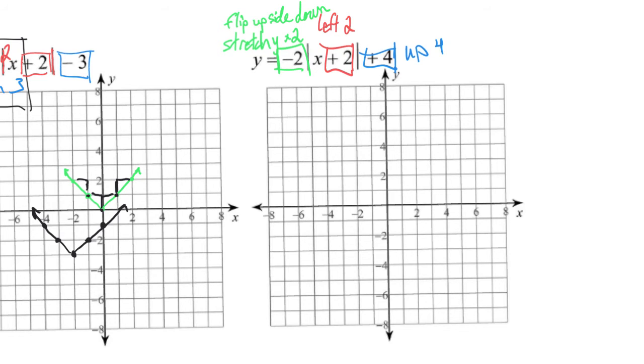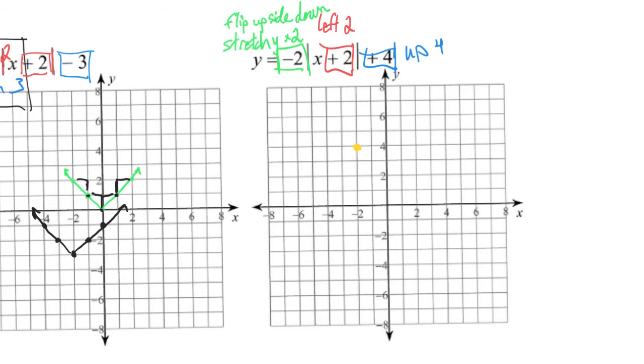Okay, so our parent function is the same as that green graph on the one to the left, but the vertex is going to shift. It's going to go left 2 and up 4. So left 2, up 4. I'm going to put my new vertex. Now it got flipped upside down.